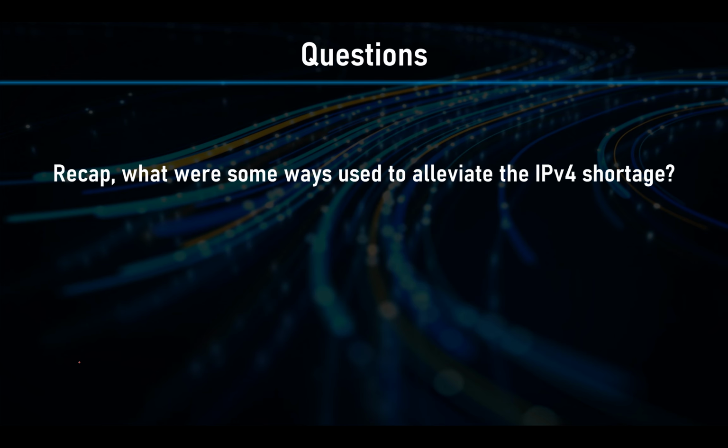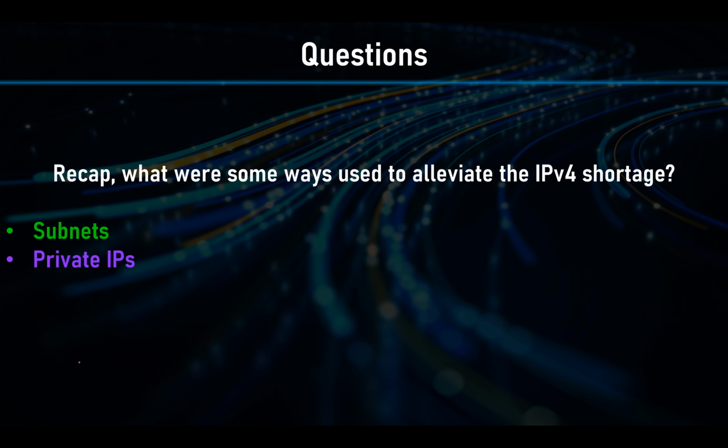Alright, so let's have a look at some of the recap questions. What were some of the ways used to alleviate the IP version 4 shortage? And as always, just pause the video, have a think, and then I'll show you the answer. Right, so first, subnetting, and hopefully you remember, subnetting is basically to specify how many bits are for the network ID and how many bits are for the host ID, based on the subnet mask.